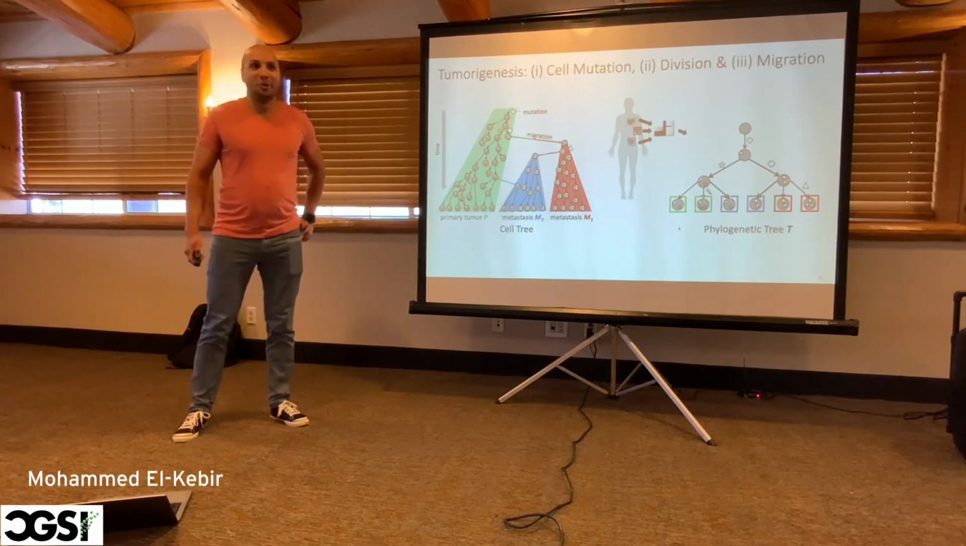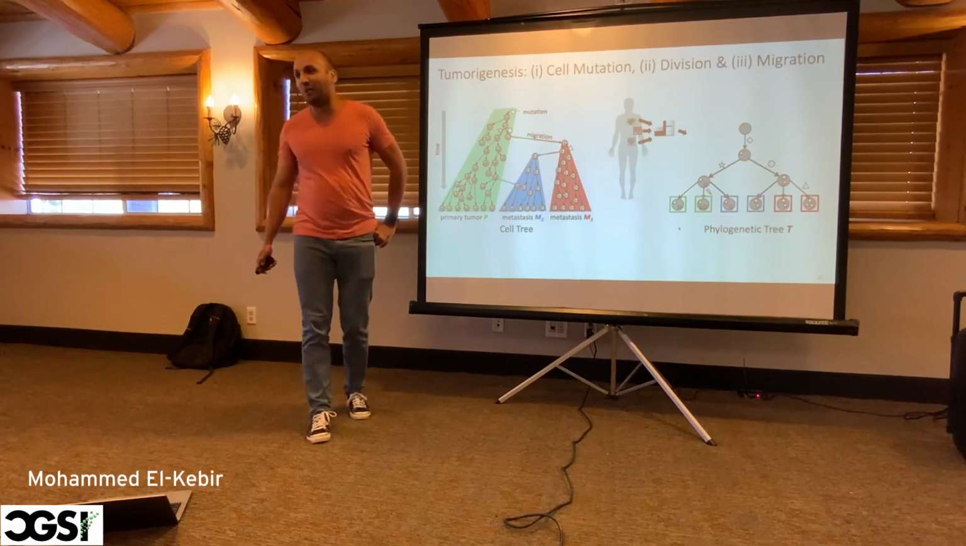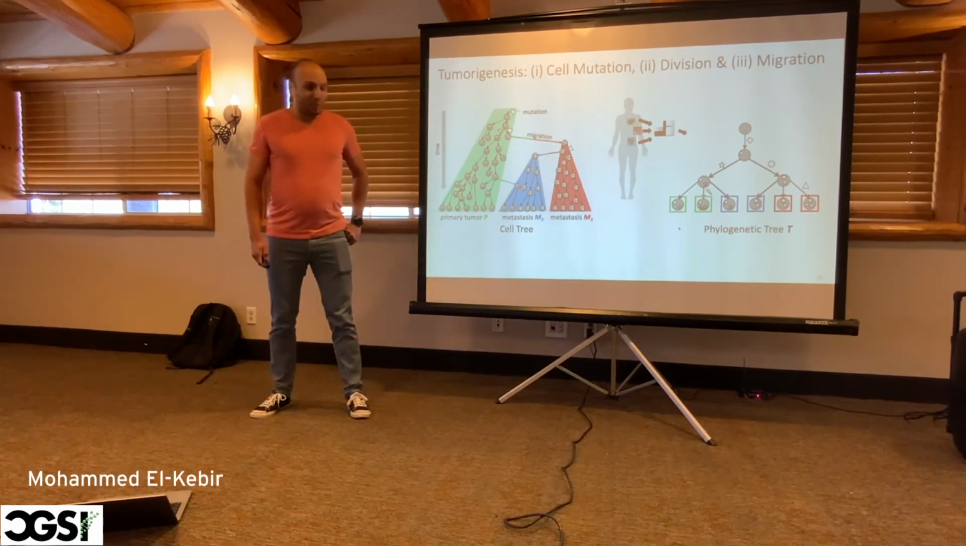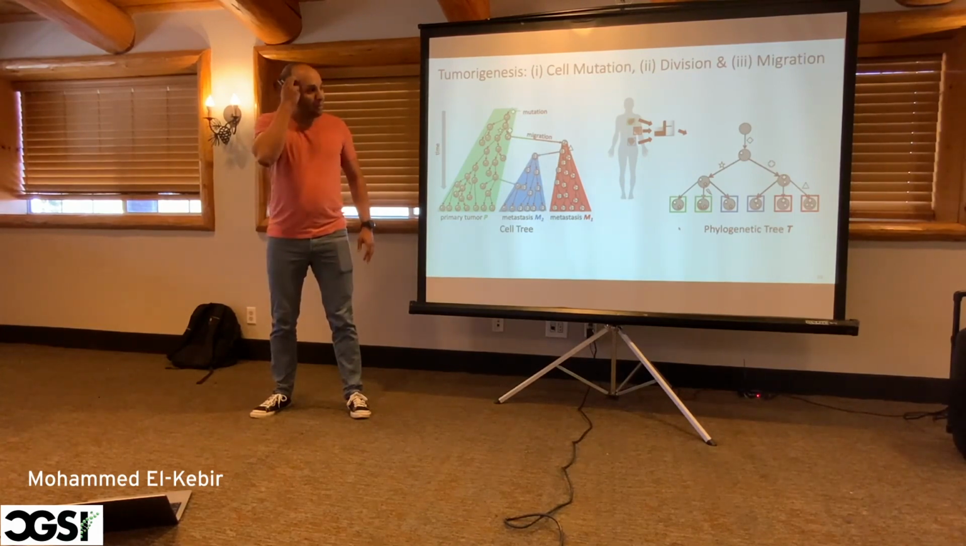There's been a lot of work in that field, and a lot of methods developed specifically for cancer evolution. So we're going to be hearing more about it today. But my starting point is going to be this phylogenetic tree. I'm going to assume it's been inferred. You've done a good job inferring the tree. And now we want to reason about metastasis.